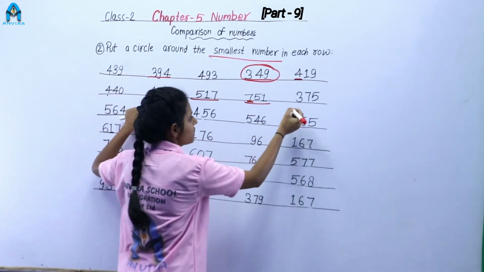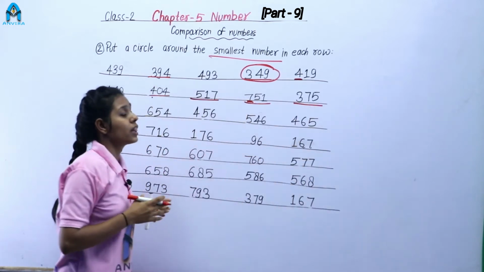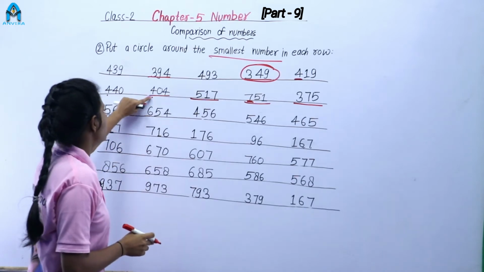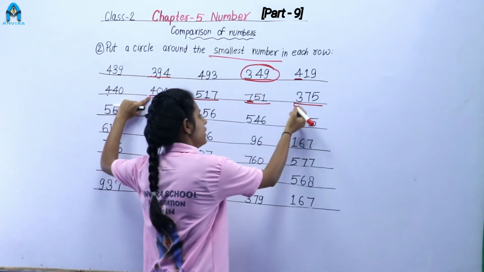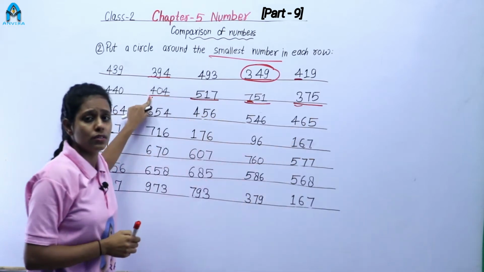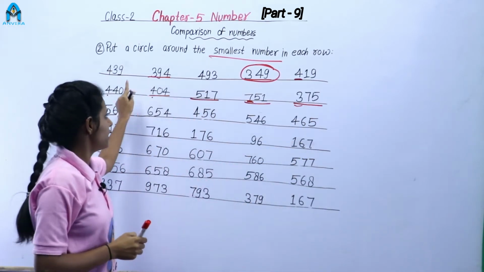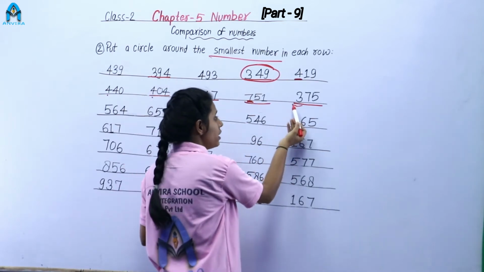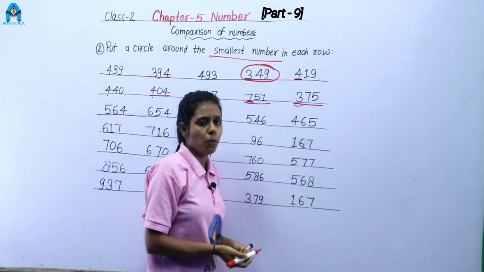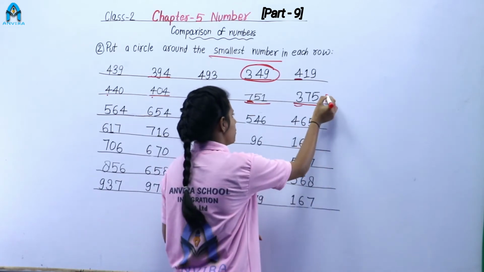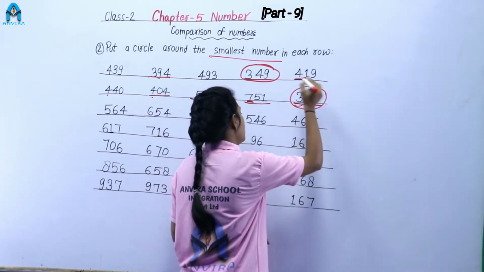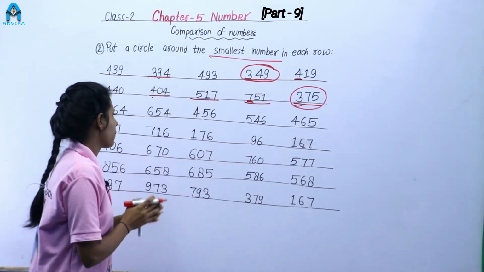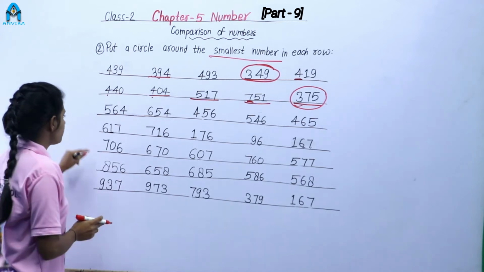Let's go to the next number. This is 375. Compare the hundreds place. Here is 4 and here is 3. So which is smallest? Yes, 3 is the smallest number. So 375 is the smallest number. So we have to put the circle on 375. Let's go to the next row.